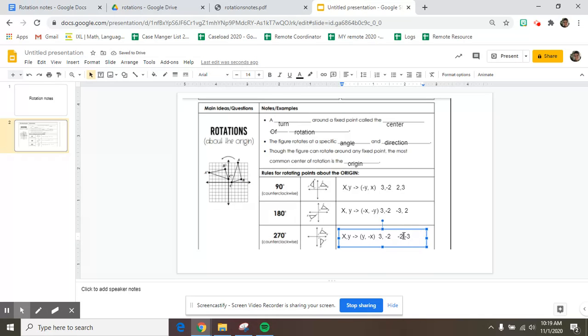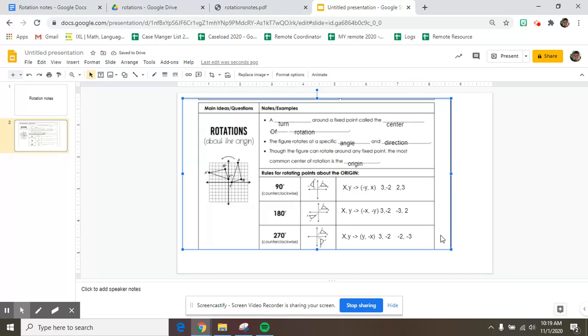Okay, so those are some examples of what we're going to be doing. Sometimes you will be rotating a point. Sometimes you will be rotating a whole shape. So you just got to be on the lookout for that, using these as your guide on how you need to get that new coordinate.